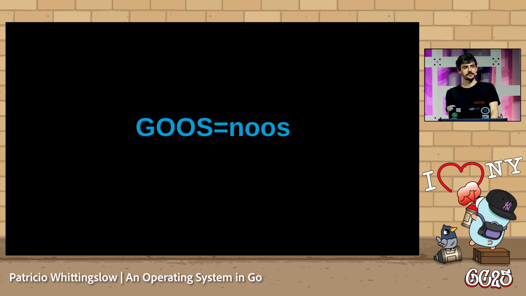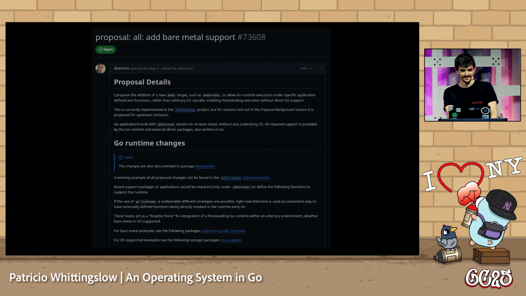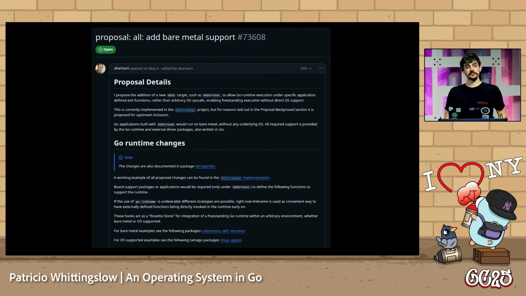In a world where GOOS is noos, there's this proposal Andrea Bariziani so kindly set up in the Go issue tracker. It's a proposed change to the Go runtime. Add bare metal support, which eliminates the Go runtime dependency on the operating system. Bare metal means just no operating system. Your program compiles, and it's the only thing that runs on a computer, or CPU, MCU.